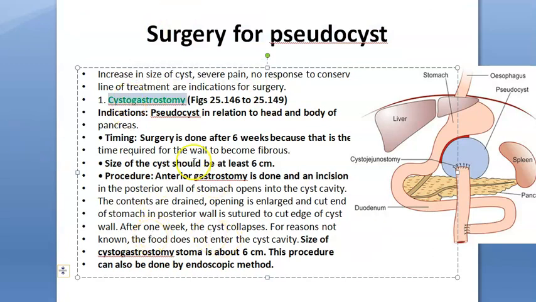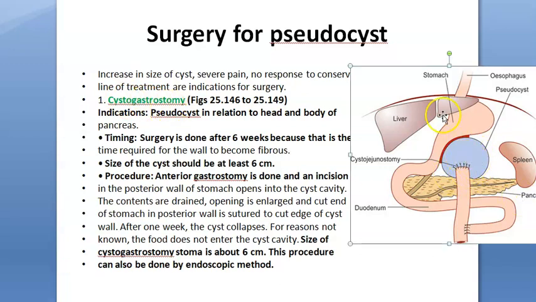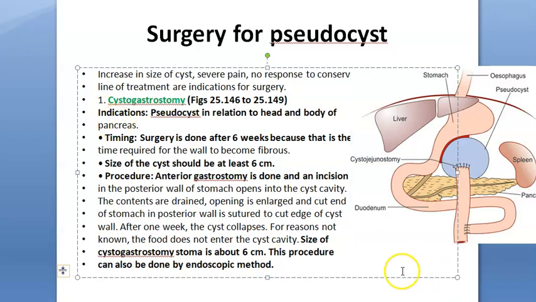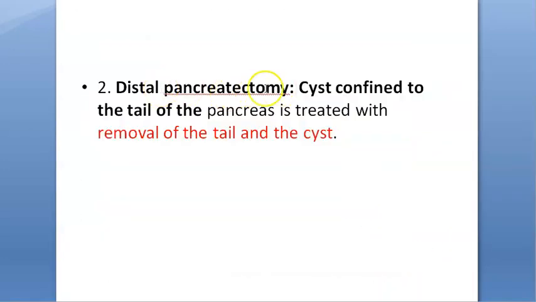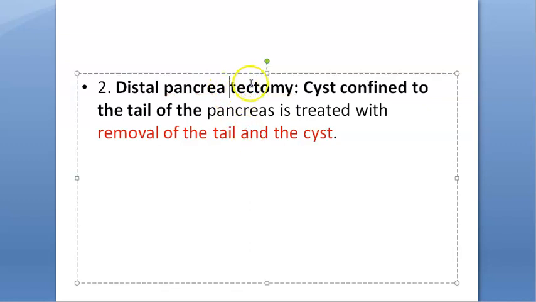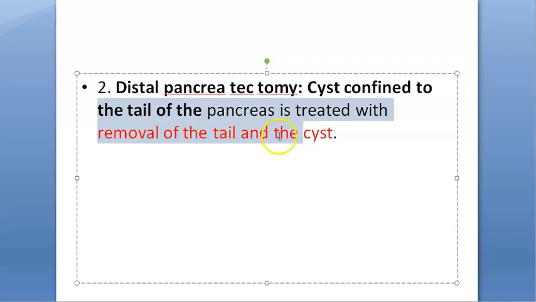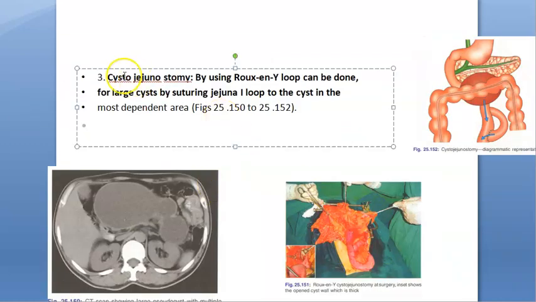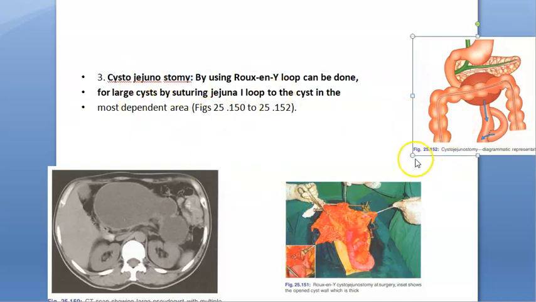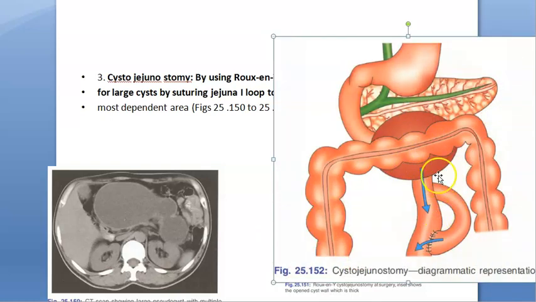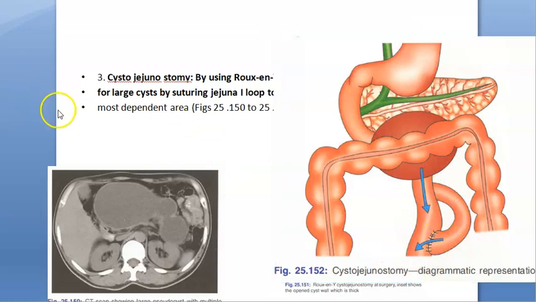I thought I would just drain it out, but they're doing cystogastrostomy. They're connecting this cyst to the stomach. Then distal pancreatectomy. Again they're trying to remove the tail of the pancreas and the cyst, so part of the pancreas is gone. Then cystojejunostomy. Look at this image here. If you can understand, they are connecting the cyst to the jejunum. We'll have to look at all this, guys.